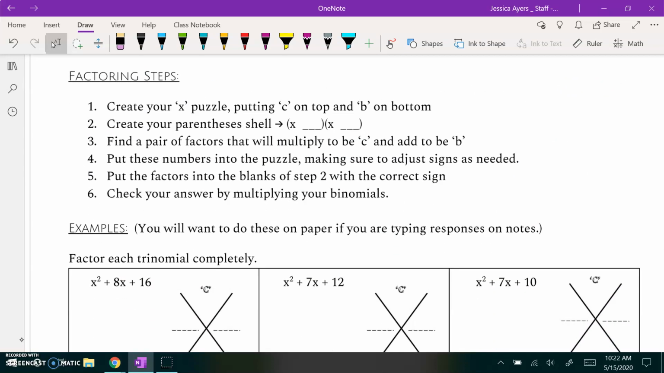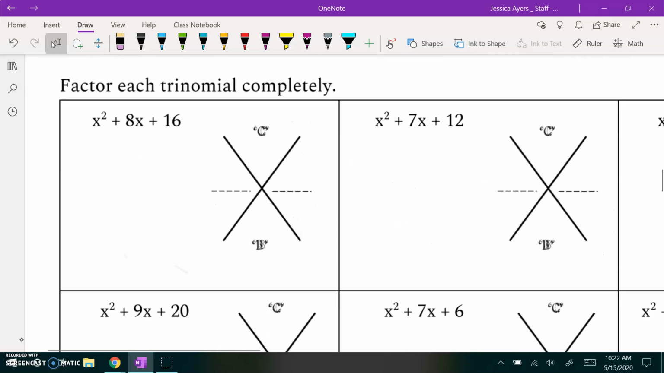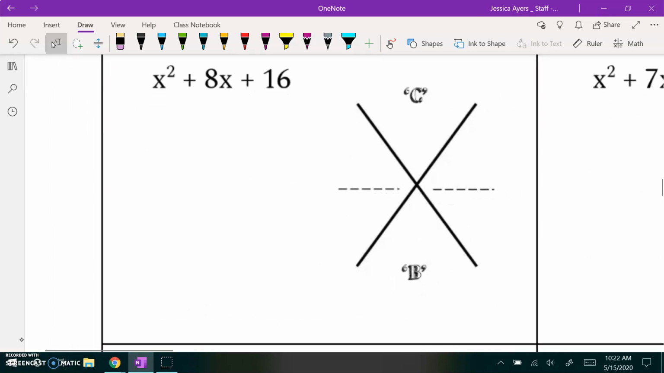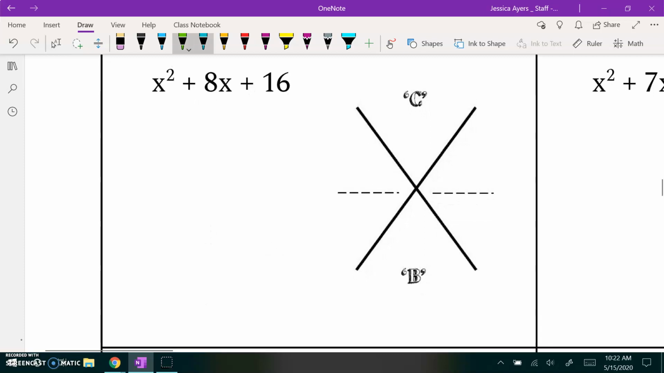So here are the steps written out. I'm not going to read them through. You have them written for you. You're just going to see me do these steps. So I have created in my examples the X puzzle. So we're just going to focus in on this one. So what you want to do is take your C value. Let's go ahead and write out A is 1, B is 8, and C is 16. A, B, C from standard form. So C goes at the top. So put 16 up here. B goes at the bottom. We put 8 here.